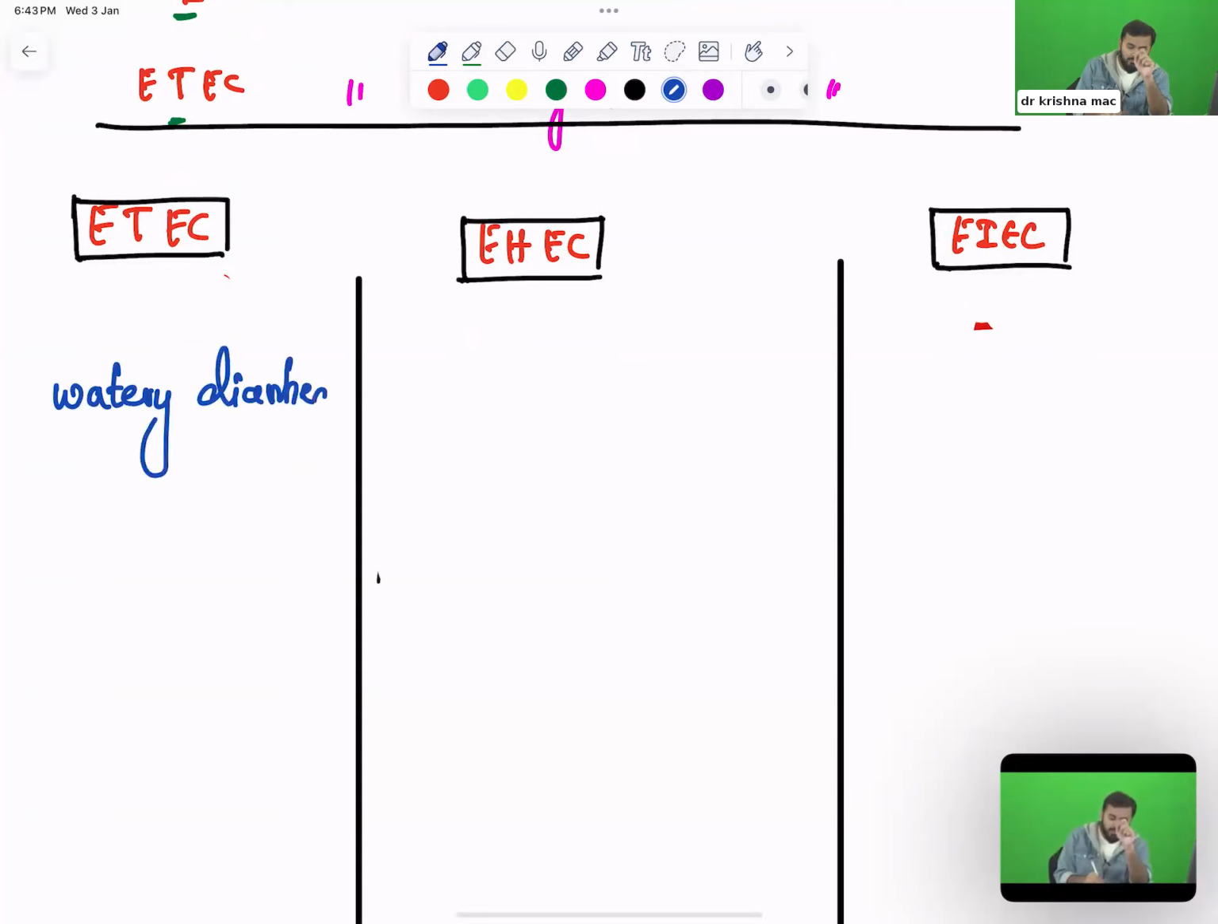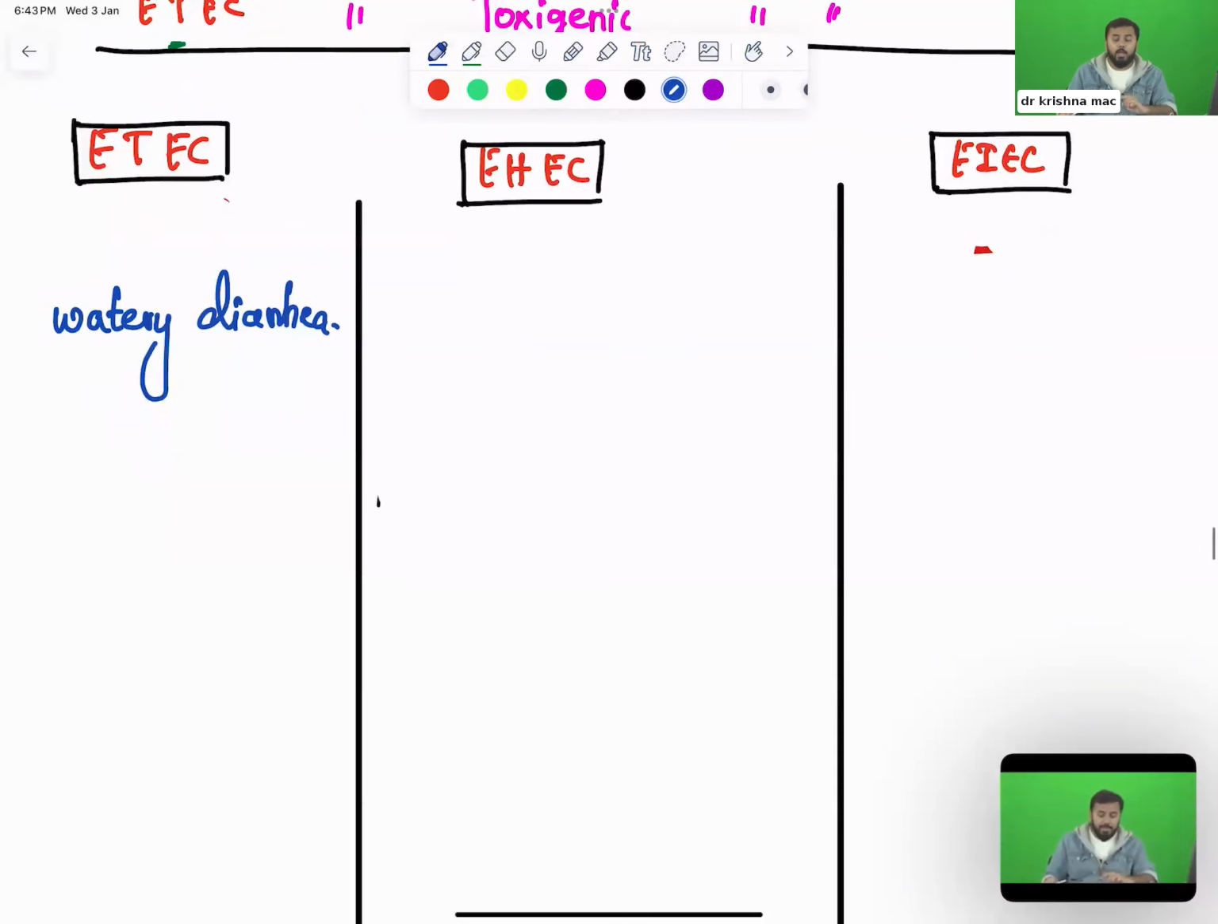Watery diarrhea. Okay, it will cause watery diarrhea. Now, enterohemorrhagic E. coli. When I say hemorrhagic, it means blood. It means the diarrhea is watery or bloody. Tell me, it causes bloody diarrhea. It causes what? It causes bloody diarrhea. Clear, all of you? Now, entero-invasive E. coli.